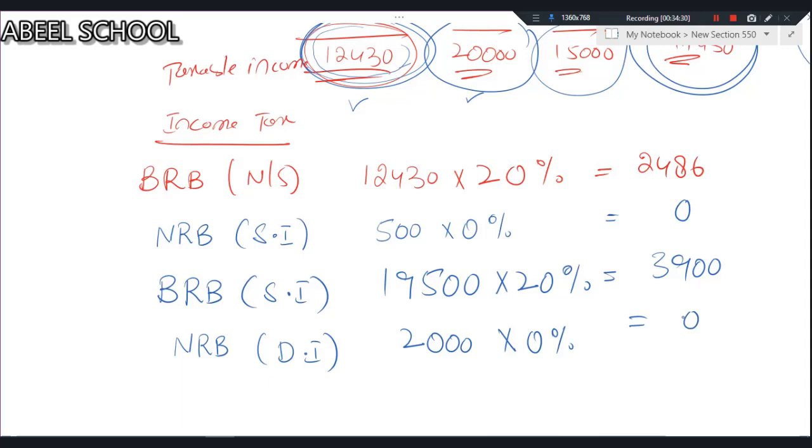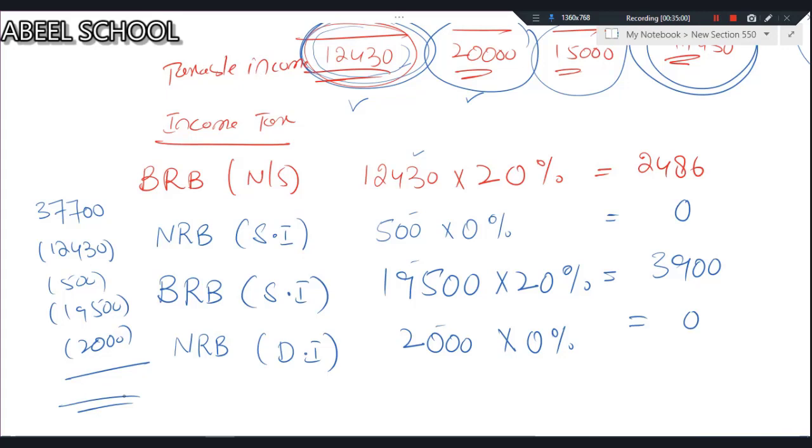Now, dear student, we need to check how much space is left in the basic rate band, because the limit of the basic rate band is 37,700. Already 12,430 is used by the non-saving income, 500 by saving income, then 19,500 is utilized by the saving income, and 2,000 by the nil rate band of dividend income. From 37,700, let us deduct 12,430 minus 500 minus 19,500 minus 2,000. Dear students, I am getting a space of 3,270 left in the basic rate band.